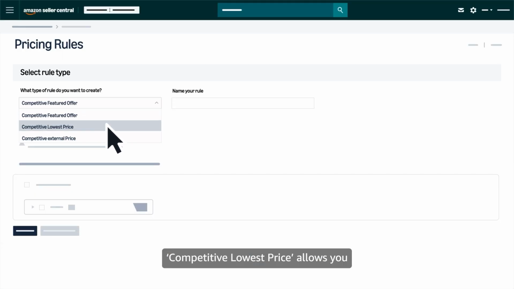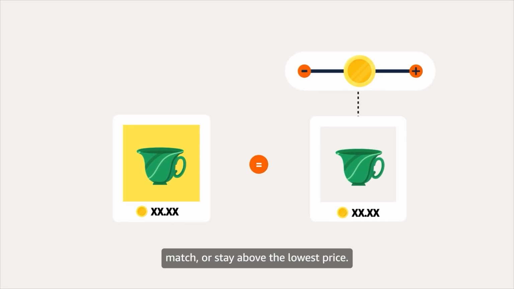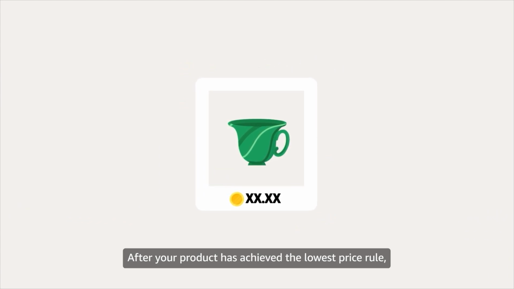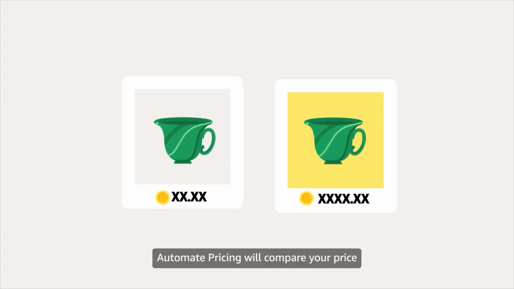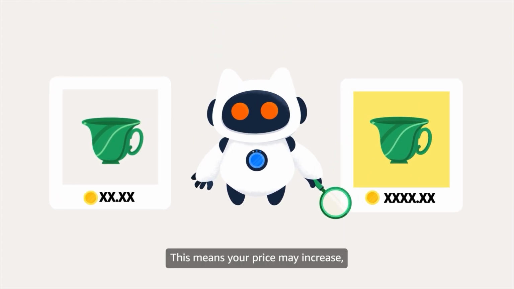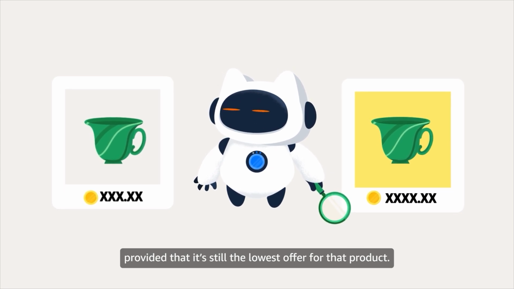Competitive Lowest Price allows you to set your price to remain below, match, or stay above the lowest price. After your product has achieved the lowest price rule, Automate Pricing will compare your price to the one priced just above yours. This means your price may increase, provided that it's still the lowest offer for that product.